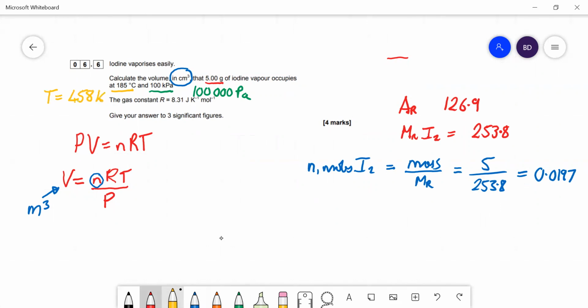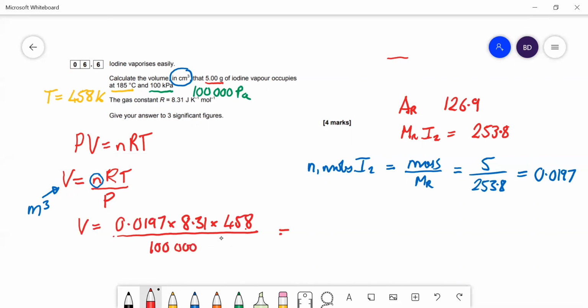Okay, so let's put the numbers in. V is equal to the number of moles, 0.0197, multiplied by the ideal gas constant, multiplied by 458, divided by the pressure in pascals, 100,000. That gives us an answer of 7.497 times 10 to the minus 4, and the units of that are meters cubed.